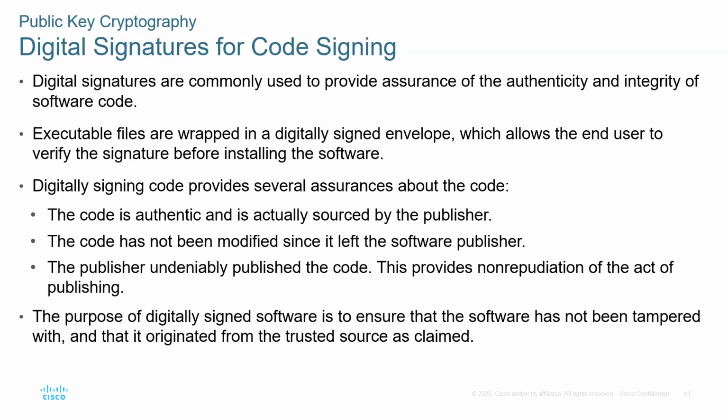So again, code signing is really for the software. So please write these three bullet points down. Digital code signing provides several assurances about the code. The code is authentic, it came from the publisher. It hasn't been modified since it left the software publisher, and so on. And the publisher undeniably published the code, right? He cannot repudiate that.